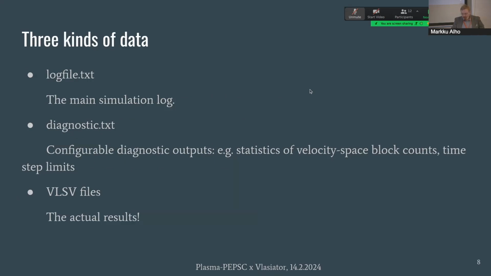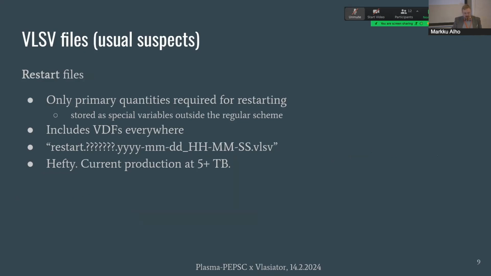Then to the actual data, and so already 30 minutes, trying to keep track of the time. But yeah, the VLSV files, and this file format is a homegrown file format, and it is definitely optimized for this parallel input and output. So it's easy and fast to write from a large collection of MPI tasks. And the first type of VLSV files, we have a few types. So the usual types of VLSV files are first here.